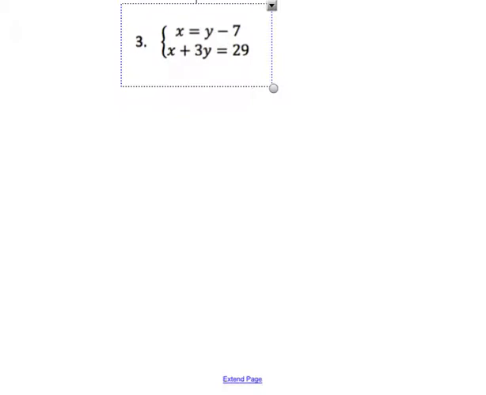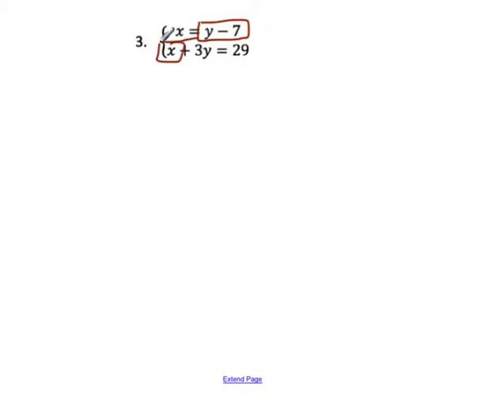Okay, so let's take a look at some solving systems. When you're solving systems, the biggest thing you want to decide is which method would be easier, because we like easy things in life, right? What I noticed about number 3 is that it is already solved for x. X is equal to y minus 7. So x and y minus 7 are the same thing.